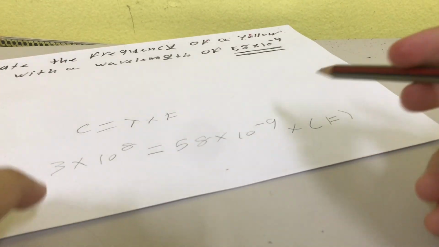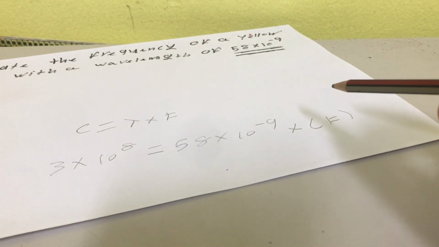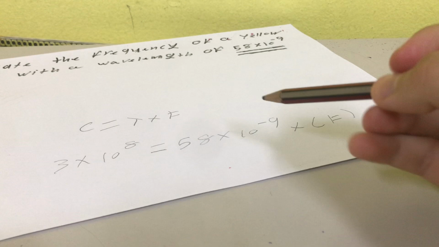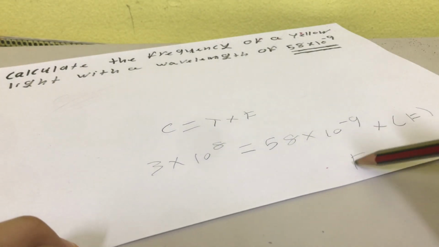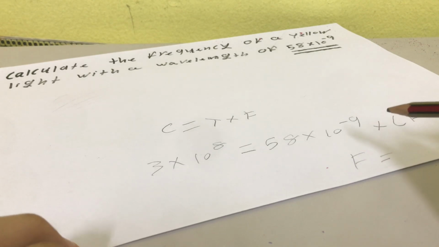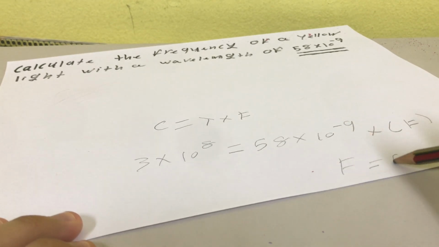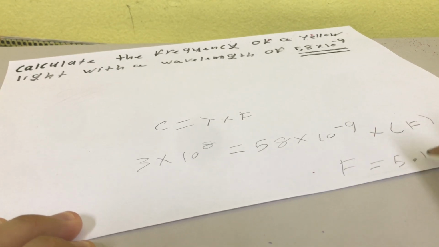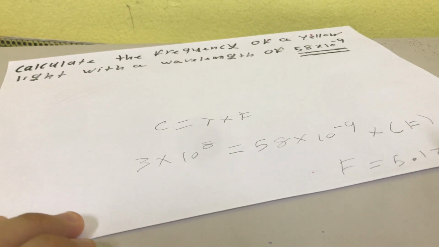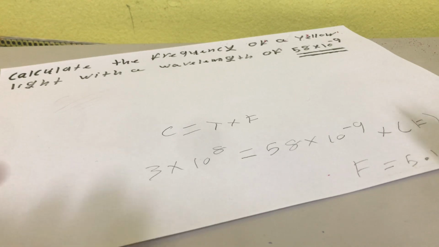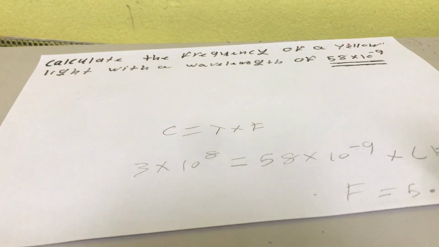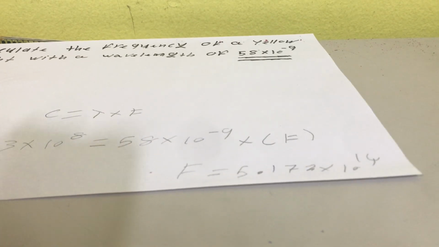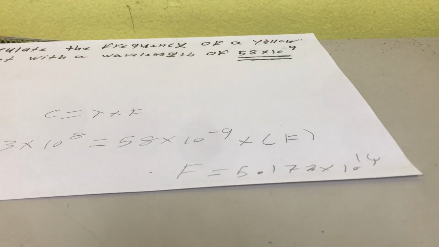So we divide on both sides by 58 times 10 raised to the negative 9. So finally we get F equals 5.172 times 10 raised to 14.